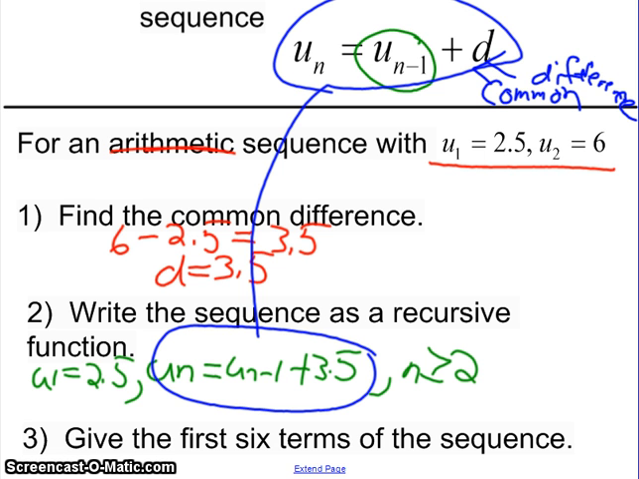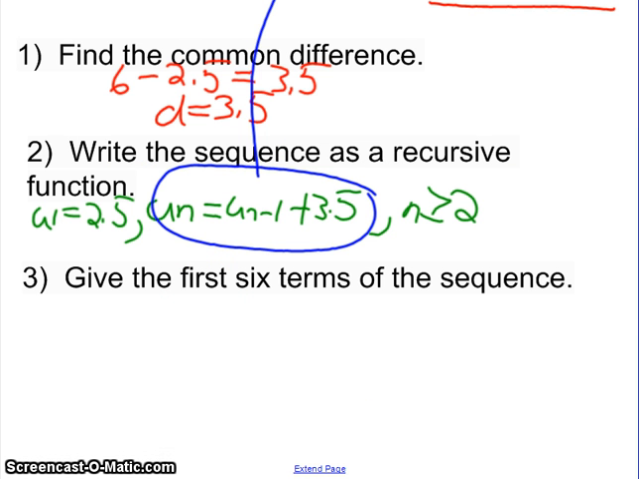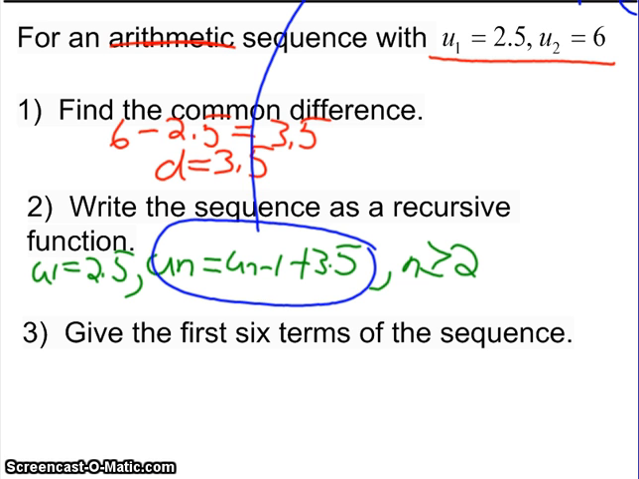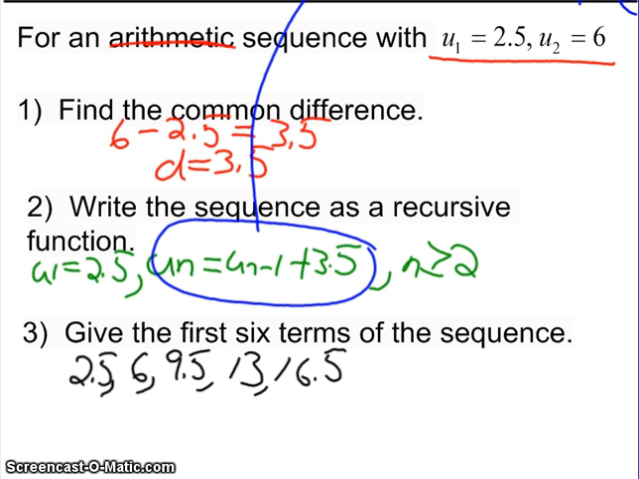Give the first 6 terms of the sequence. Well, I think they already gave us the first 2, so I'm just going to say 2.5 and 6. That's term 1 and 2. And then we're just going to keep adding 3.5. So now this is 9.5, 13, 16.5, and 20. I hope I did that right.